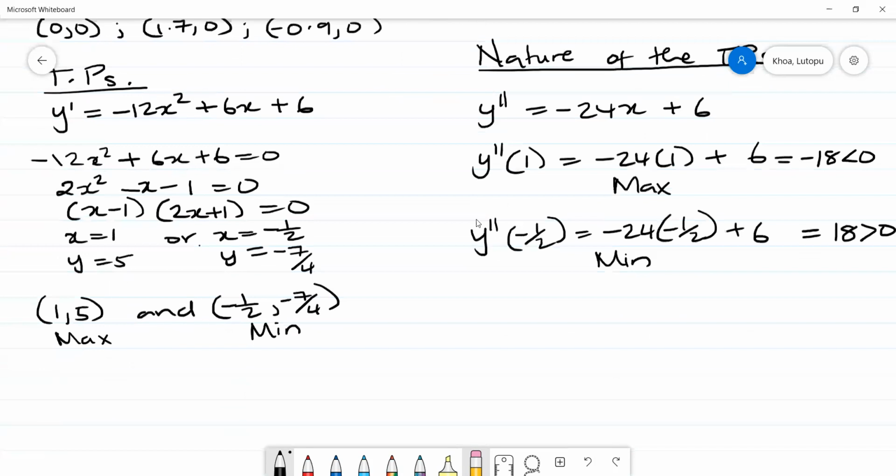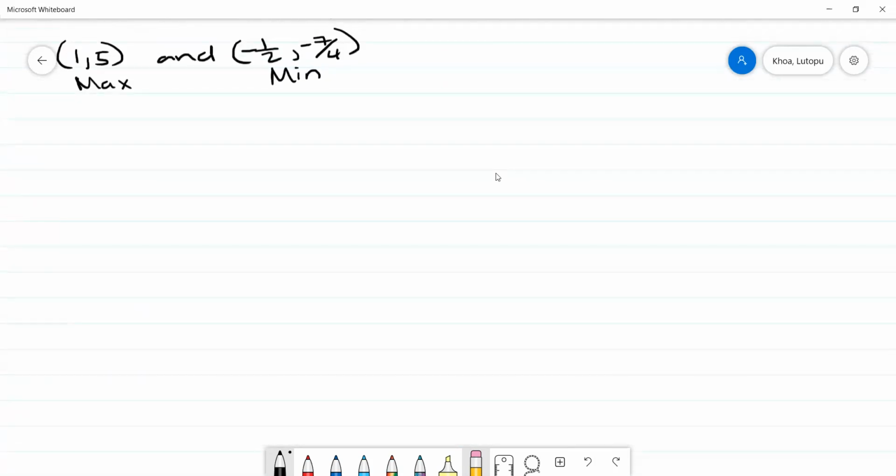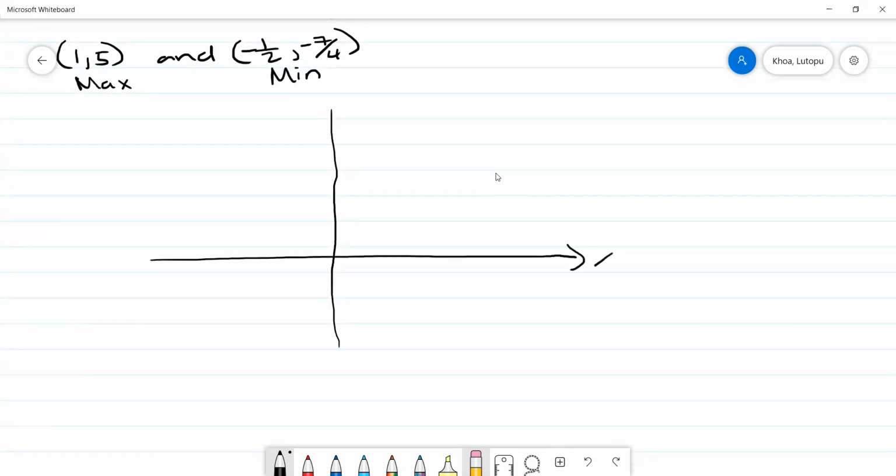Okay, now we just need to sketch. So again, make sure your x and y axes are clearly labeled. Okay, then we have our intercepts, negative 1, we have the origin, and then we have 1.6. We have a minimum somewhere here, a maximum somewhere there, and you can see that the curve is going to go so. So just connect the dots.